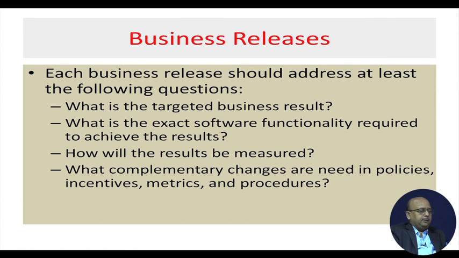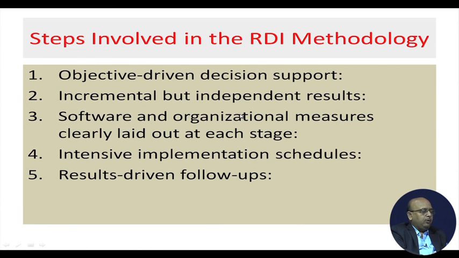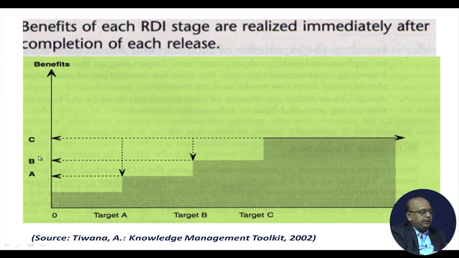Now, business releases. What are the business releases? Business releases means what kind of benefits you are going to derive out of it. At each and every stage you have to see what the targeted business results are. Say for example, again I am coming to the same picture, target A, one particular department. You need to identify what kind of business results you want to achieve, and whether it is going to be quantitative or qualitative in nature. And you also need to see how you are going to measure these business results.